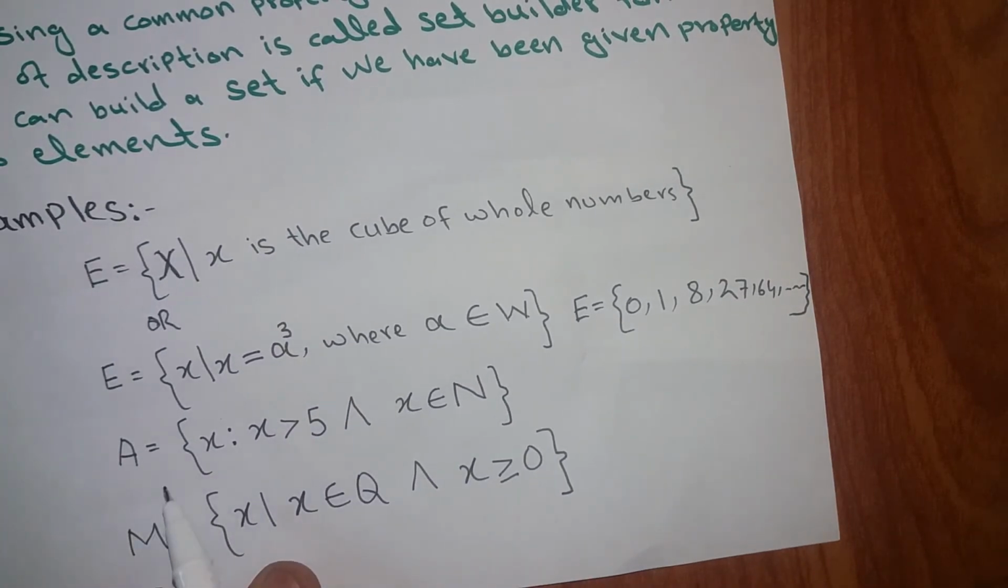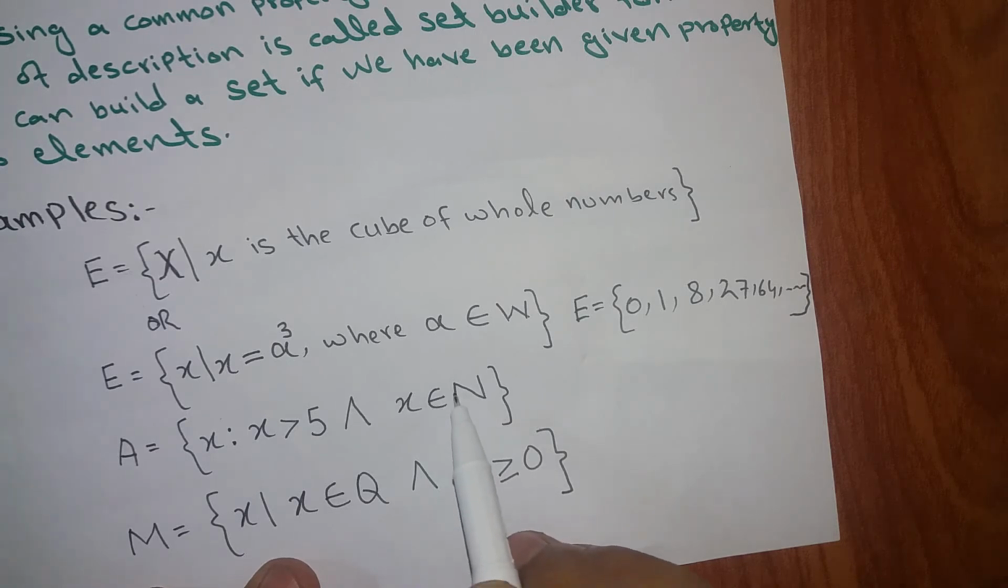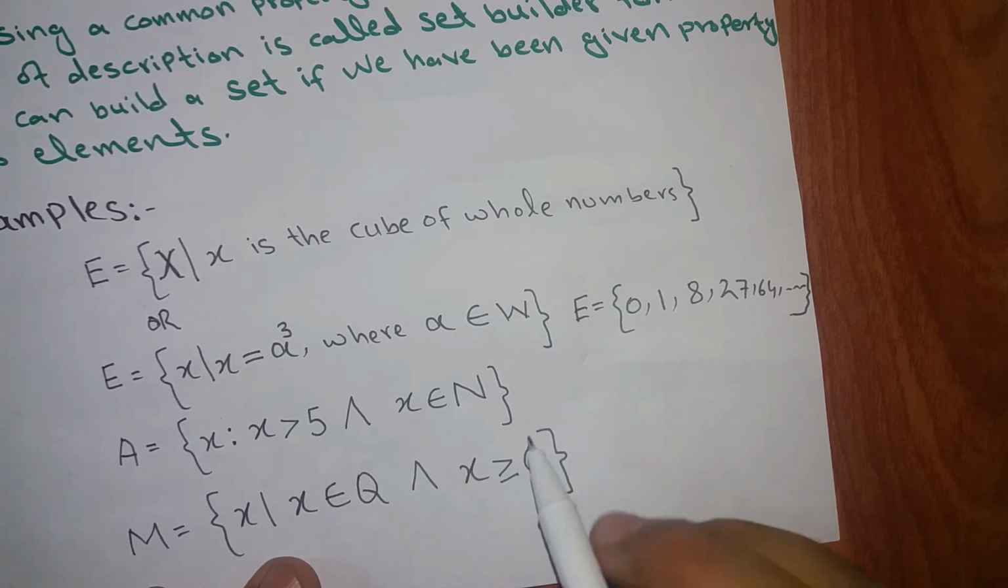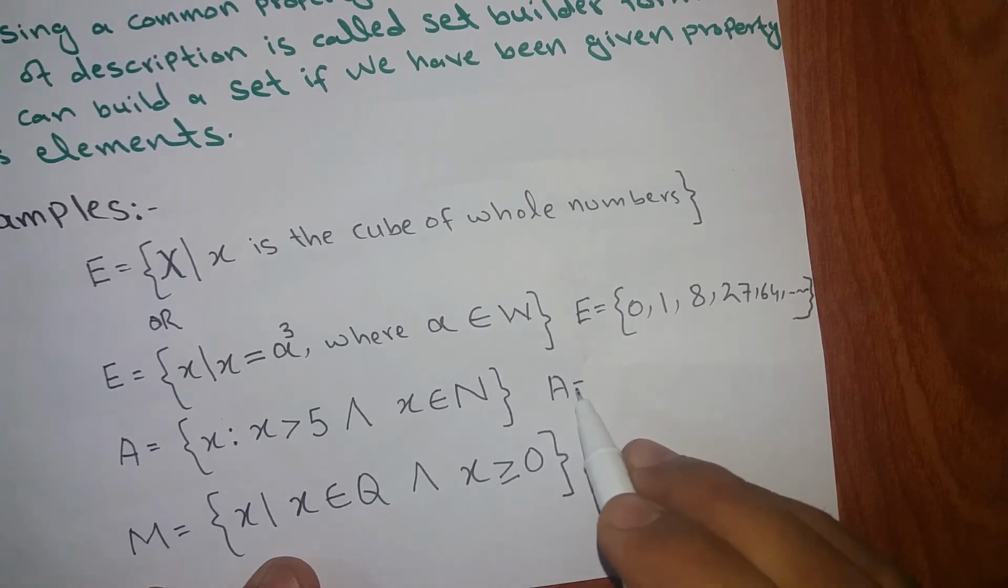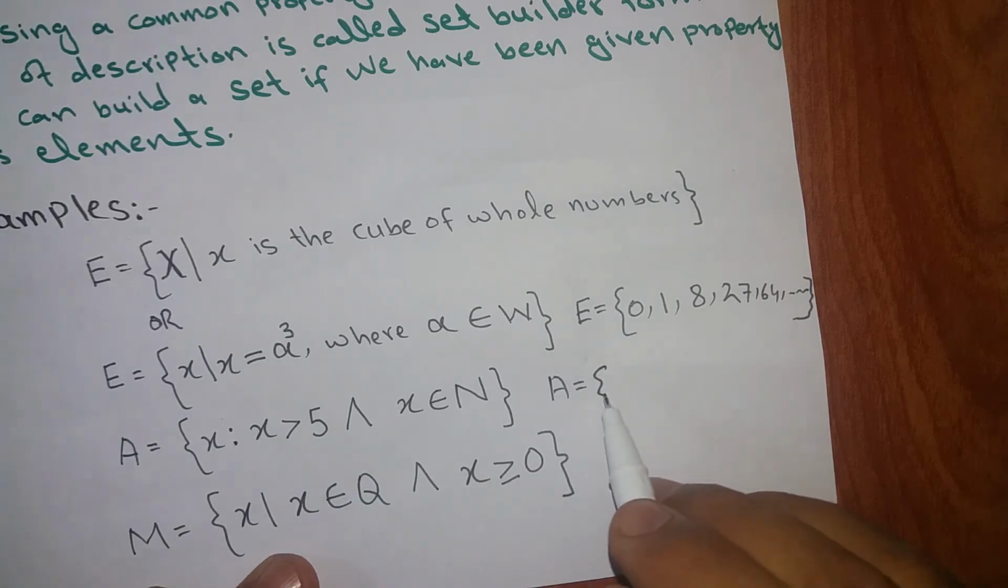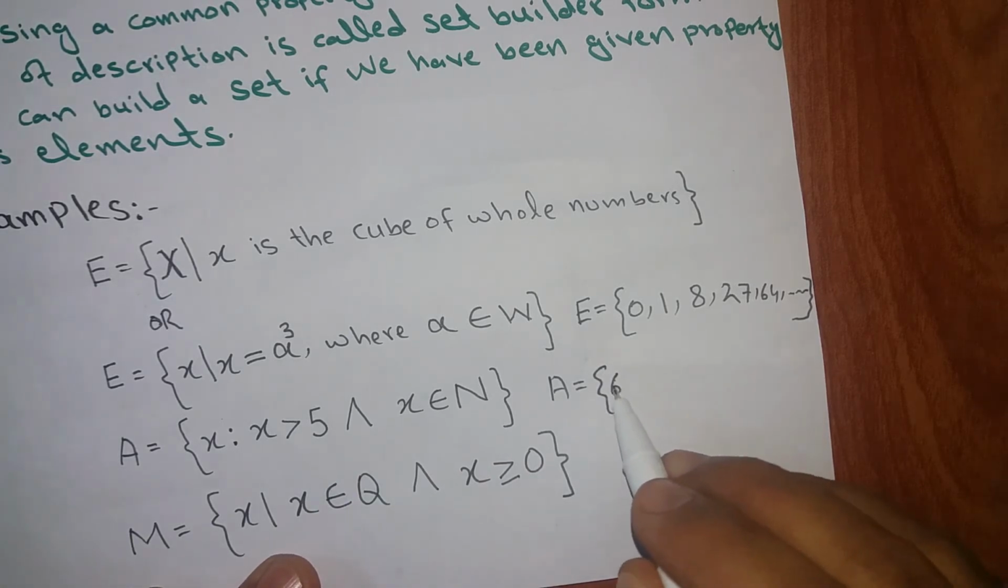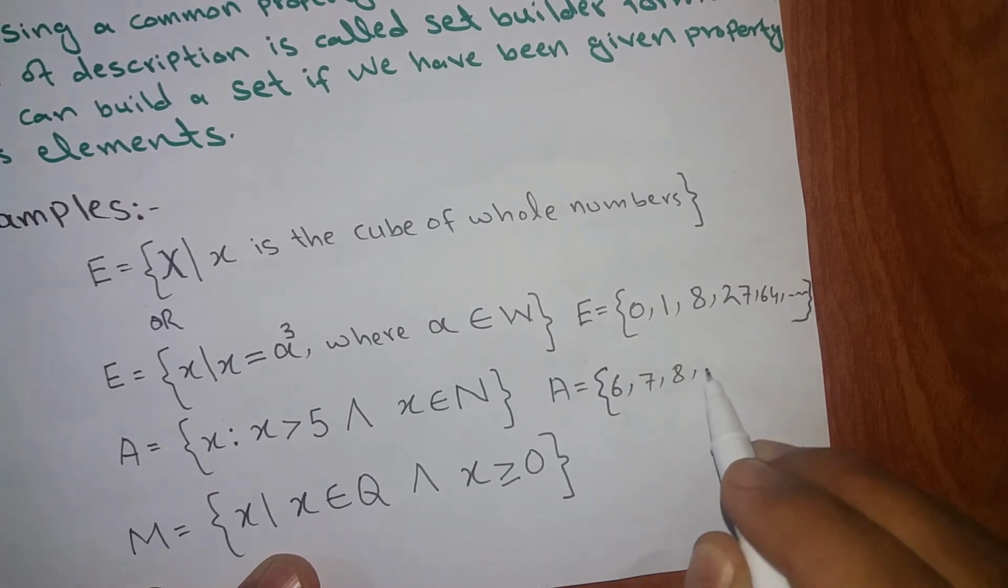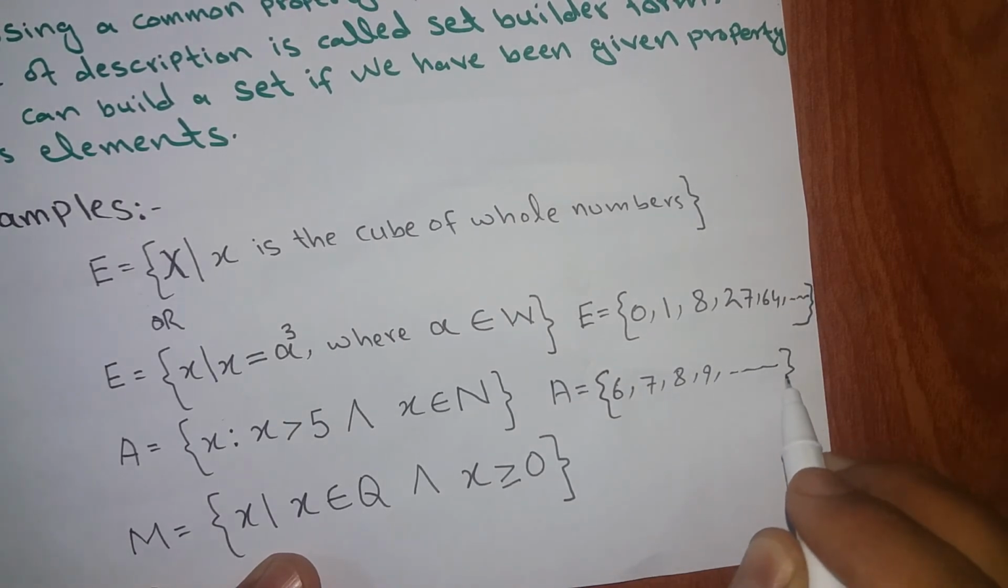The next example is X such that, this colon means such that, X is greater than 5, this symbol means and, X belongs to N, natural numbers. This symbol is a Greek letter which means belongs to. Natural numbers start from 1, 2, 3, 4, 5 and so on. 0 is not included in natural numbers. So we can write it in tabular form as X should be greater than 5. What natural number is greater than 5? That is 6. So 6, 7, 8, 9 and so on, and closing curly bracket.